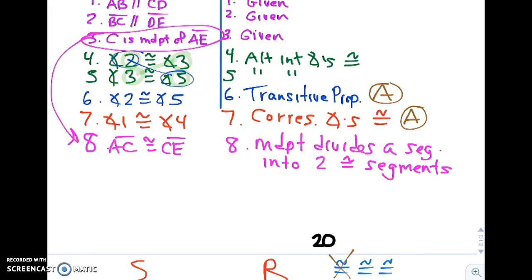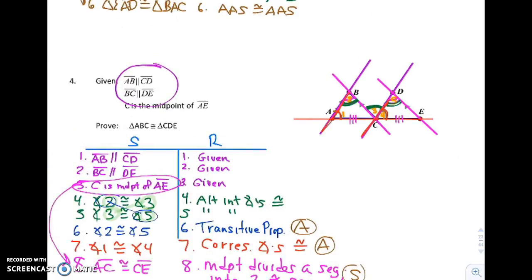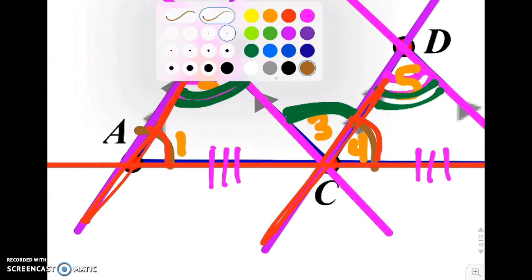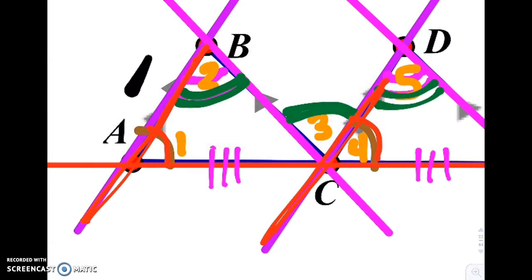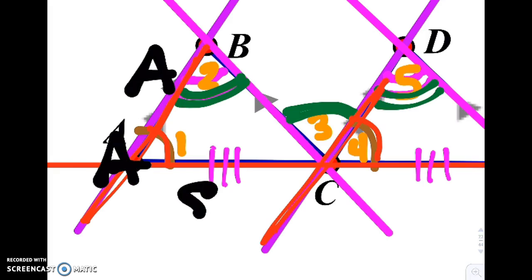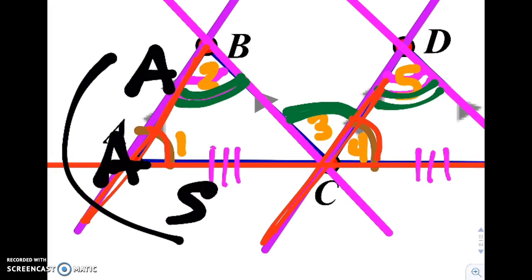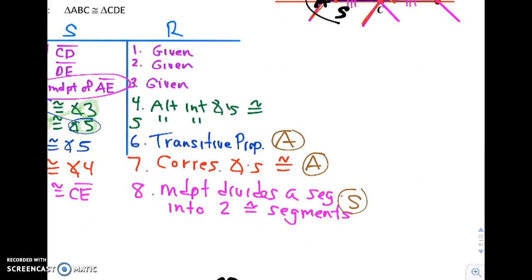Anything that's similar to that will be fine. And that is the third part that we needed. So I don't know that it's AAS in that order. I know that I have 3, so I'm ready to go. Let's go look at the picture and see what we have here. We have an angle, and a side. So it is, in fact, again, angle, angle, side in that order.